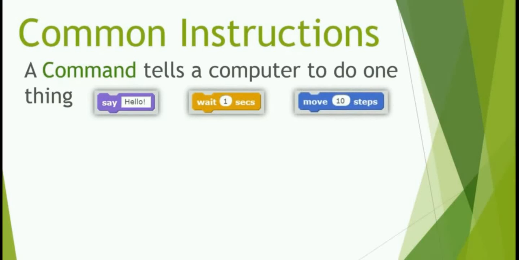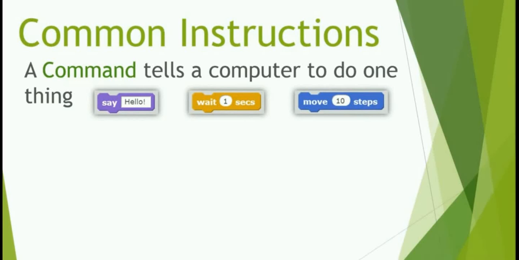And we have the move 10 steps as well. So these are all different types of instructions, and they're called commands. As you can see, they're all color-coded because the say block will affect how the sprite looks, because it's able to say a text box on the screen.